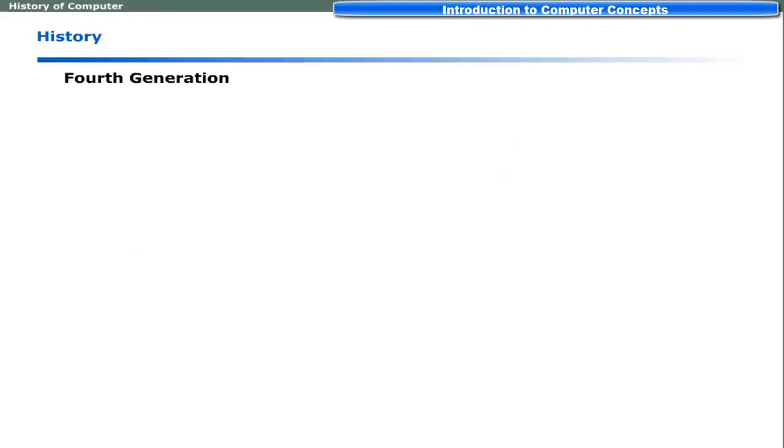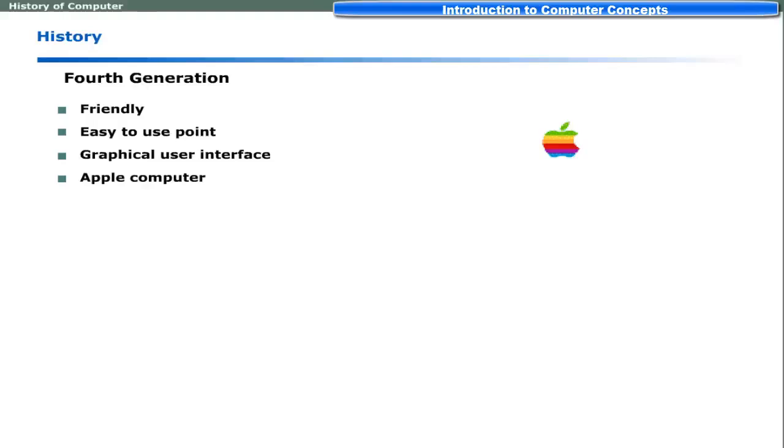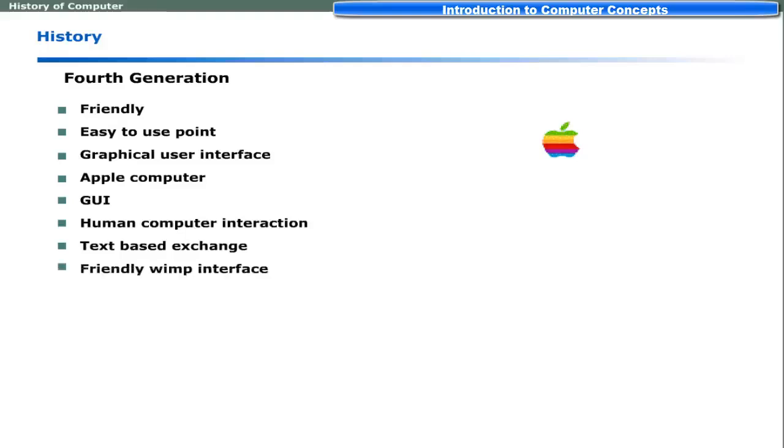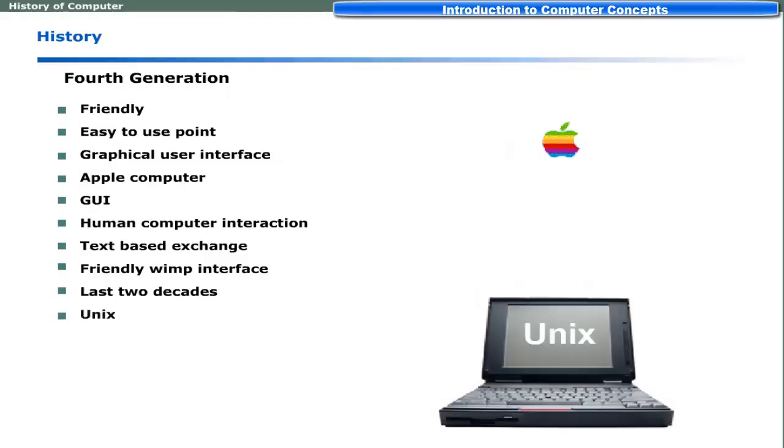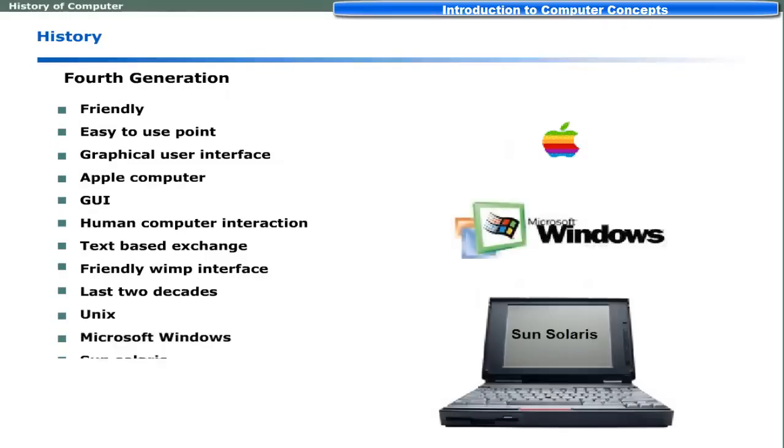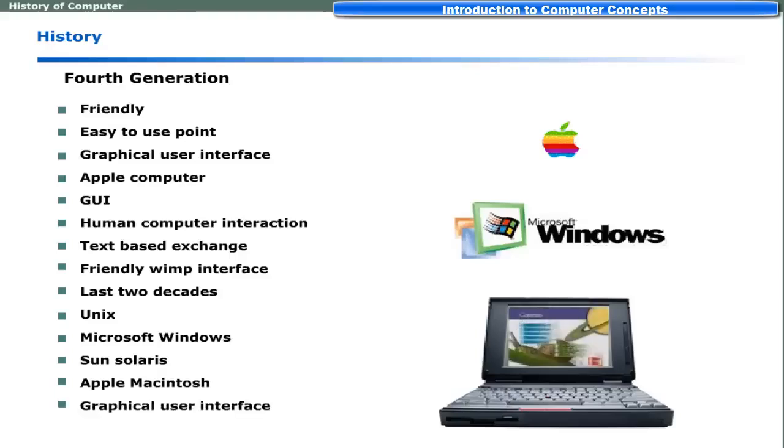Dear learners, the credit for today's friendly, easy-to-use, point-and-click graphical user interface goes to Apple Computer. GUI changed the human-computer interaction from text-based exchange mode to a friendly WIMP interface. During the last 2 decades, Unix, Microsoft Windows, Sun Solaris, Apple Macintosh, and many other graphical user interface operating systems were introduced.